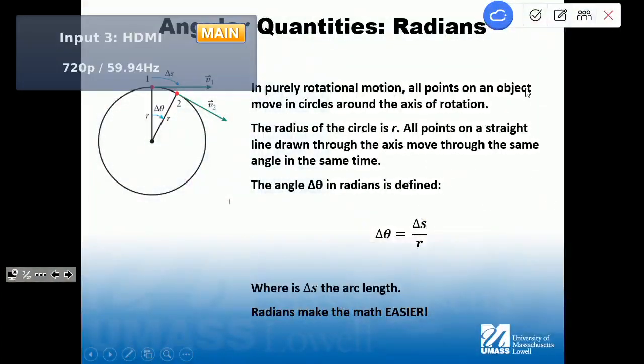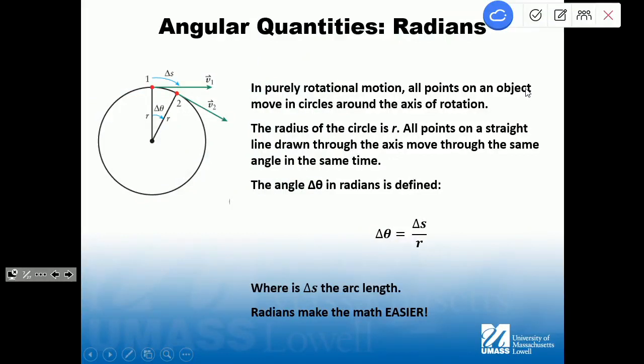Now, the reason we use radians as opposed to degrees is geometry. If I have a circle of radius r, like shown in the figure, and I rotate through an angle delta theta, that's an angular distance. Then I move some length of arc.